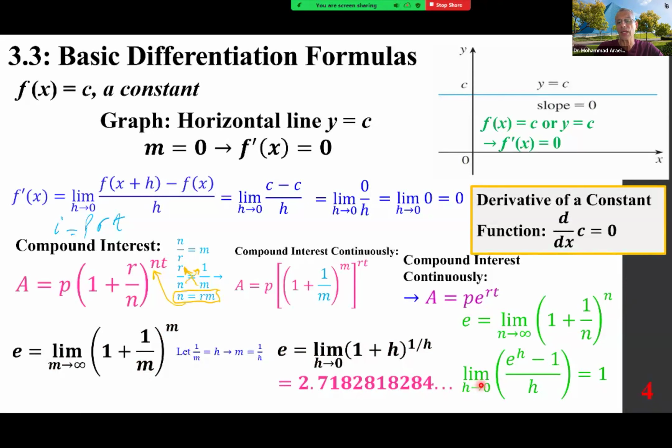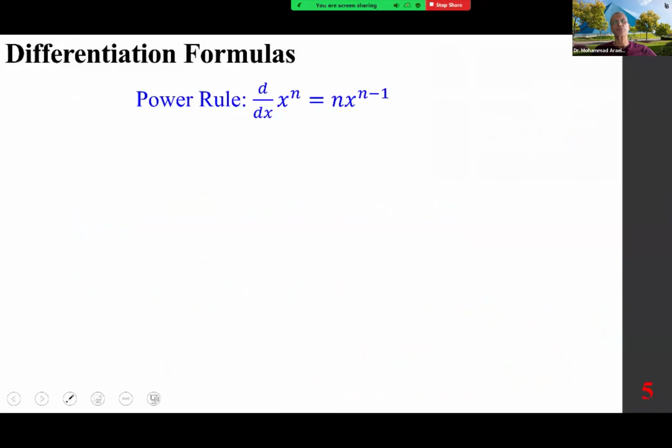And this is another one. e is such a number that the limit of e to the power of h minus 1 over h as h approaches 0 is equal to 1. And we will look at the proof of that later.